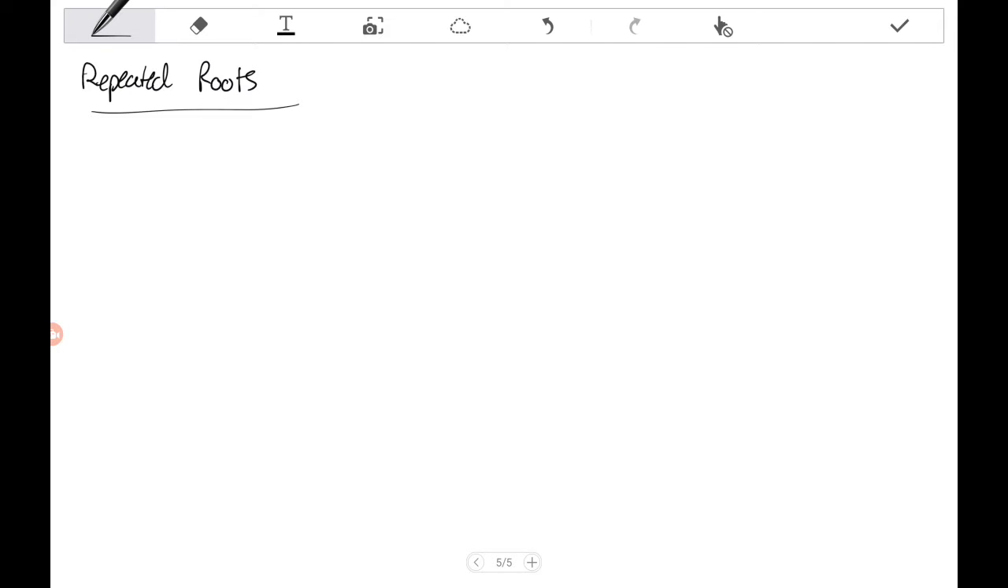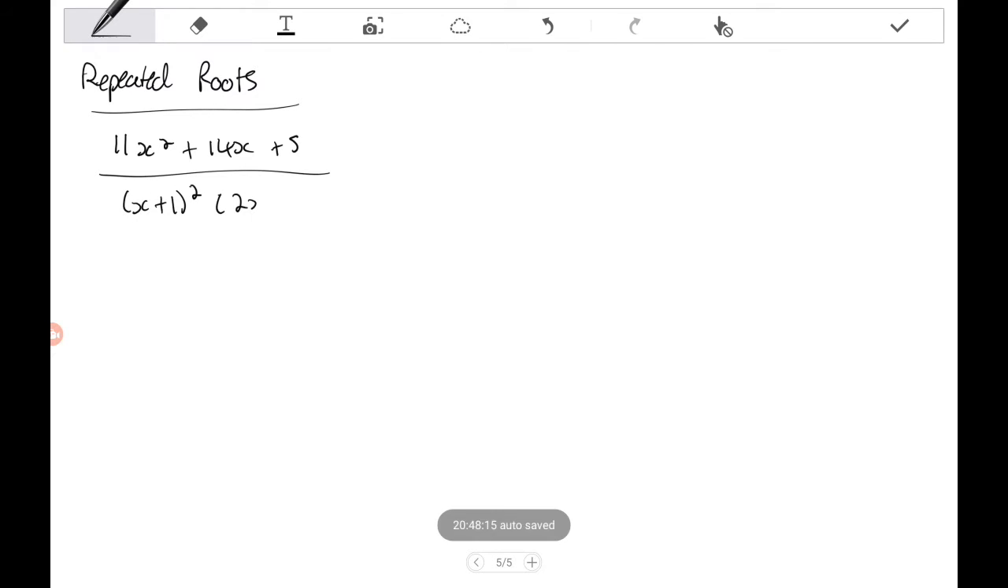However, there is a very slight change, and the slight change will be this. Let's look at an example: 11x squared plus 14x plus 5 over x plus 1 squared 2x plus 1. Now you can see we've got this repeated root, this squared on the bottom. This is still a proper fraction at the moment because the order of the numerator is 2 and the order of the denominator is 3, so we're still good on that front.